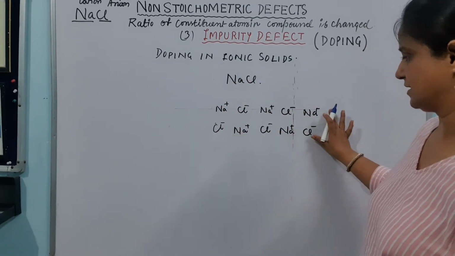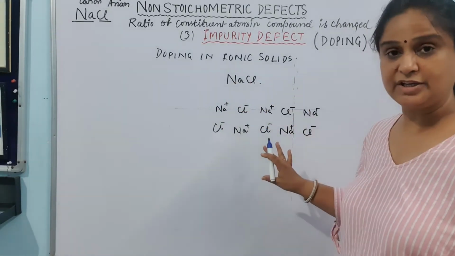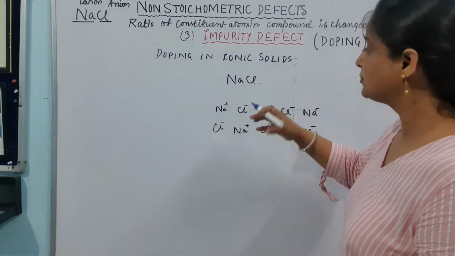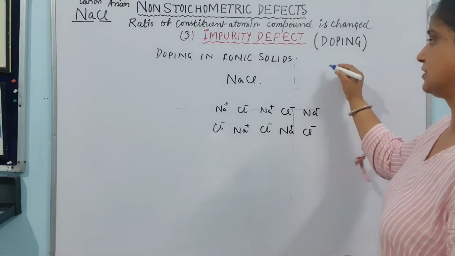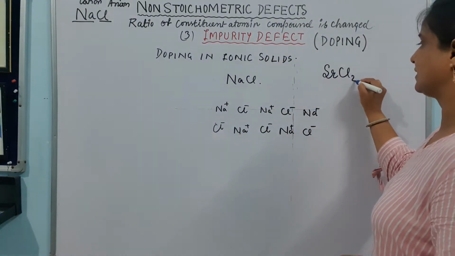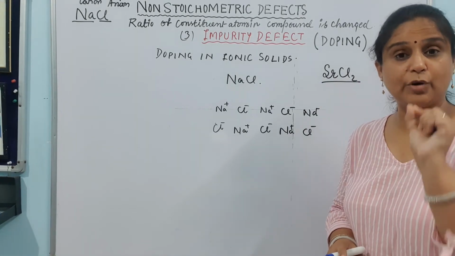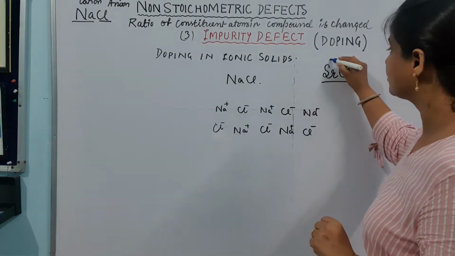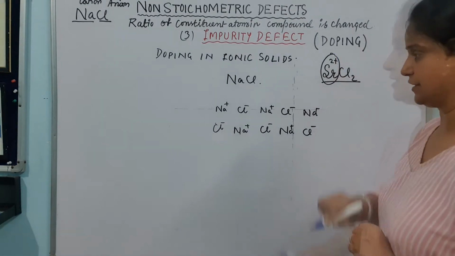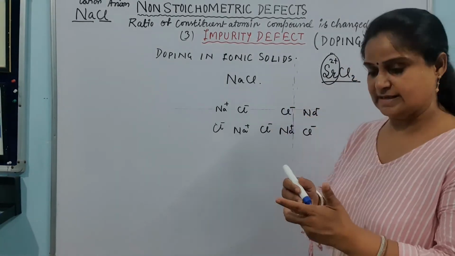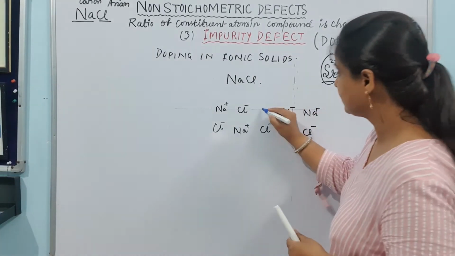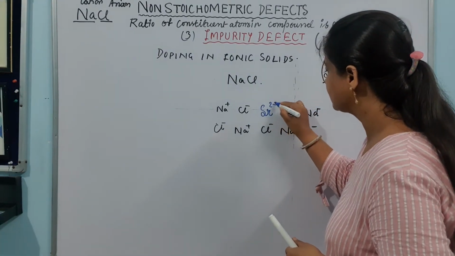So if this is a crystal we have which is having a proper arrangement, now what I am doing is I am doping some other salt into it. Suppose I am involving SrCl2 into this. The SrCl2 formula is telling you that Sr should be having +2 charge. So I am doping it with Sr+2.